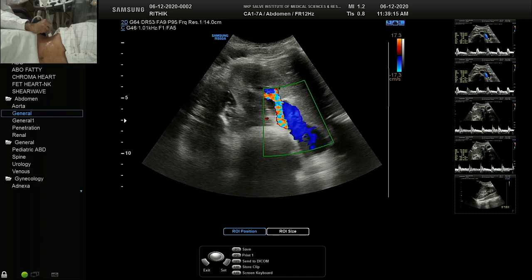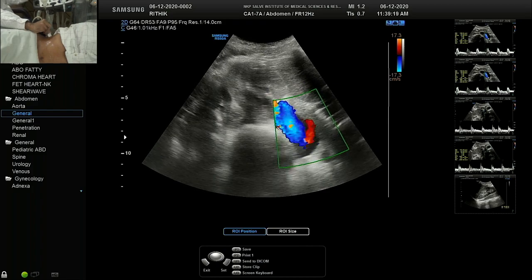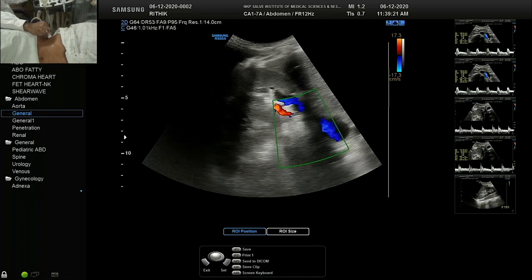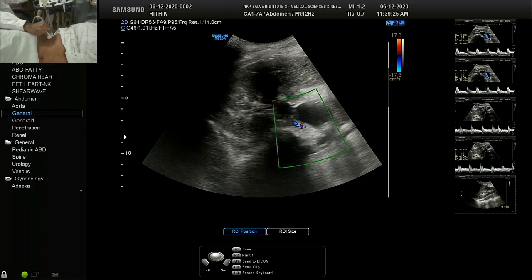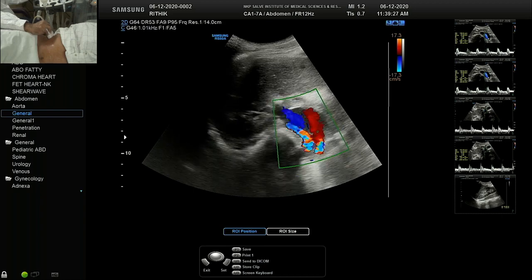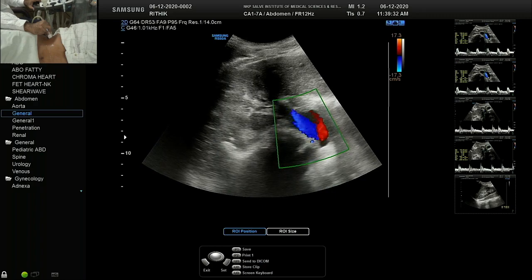So that is the renal artery, you can see it to a certain extent. We had seen the proximal part of the renal artery there, and that is the origin seen from here.